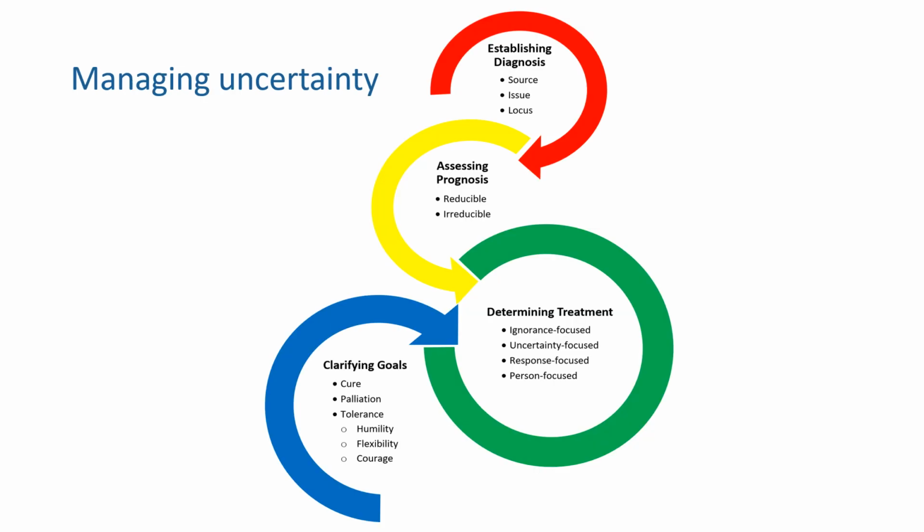All of this is to say that the critical step in managing uncertainty is to clarify the goals of the endeavor, which consist not only of cure and palliation, but of tolerance in the normative sense of the capacity to achieve an adaptive balance in one's responses. And this capacity is enabled by the moral virtues of humility, flexibility, and courage. The task of managing uncertainty ultimately boils down to fostering these moral virtues among individuals, so that they themselves can determine what specific treatment approaches are most appropriate for them.